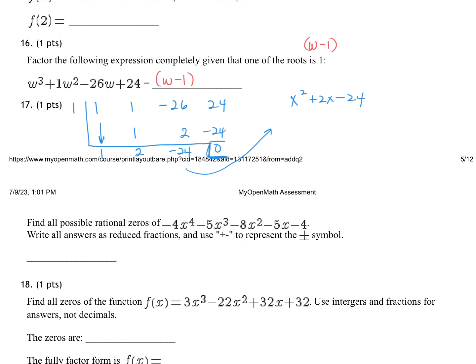And now I need to factor that. So once you use synthetic division, you factor what's left to give you your other two factors. So this will be +6, and -4. That multiplies to get -24 and adds to get 2. So we'll add that up here, and I used x's, it should have been w's. So w plus 6, w minus 4 are the other two factors.